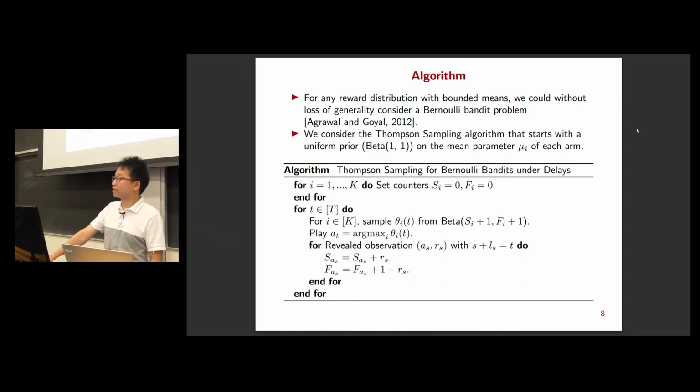For any reward distribution with bounded means, we can, without loss of generality, consider a Bernoulli bandit problem. In this scenario, we consider Thompson sampling that starts with a uniform prior, Beta(1,1), on the mean parameters of each arm. The Thompson sampling algorithm under this delay case is a straightforward adaptation. You just sample the thetas from the posterior distribution and play the arm with the maximum theta. And then when you actually see the revealed observations, you update your posteriors.